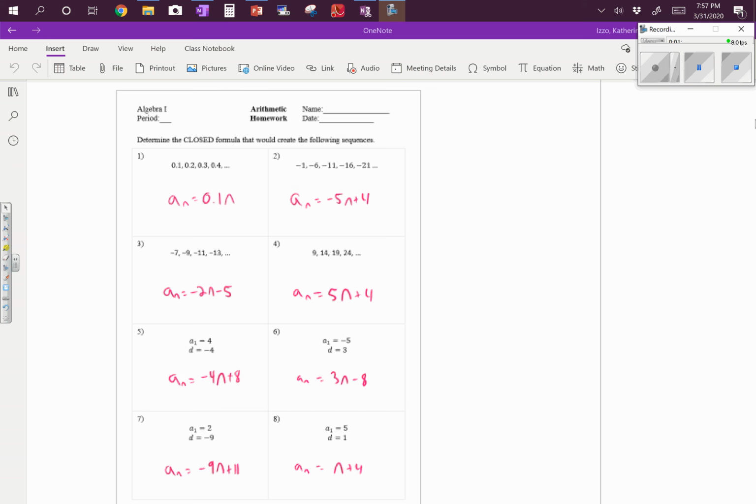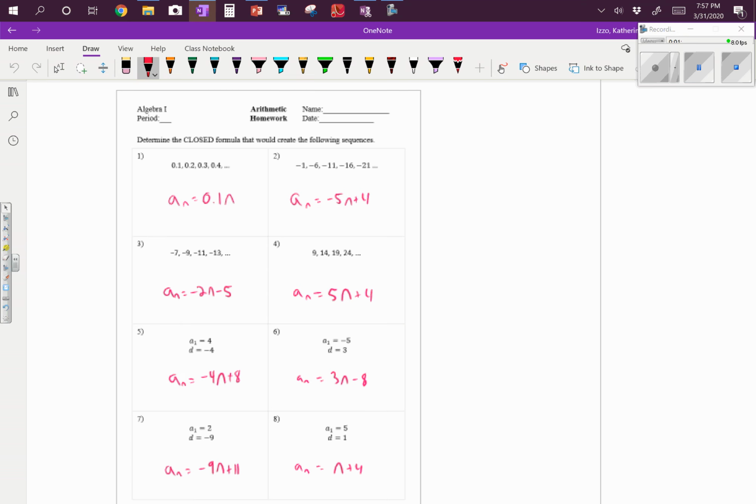So this happens whenever we are adding. What we had to do is use the equation a_n equals a_1 plus (n minus 1) times d. You had to fill in all of that information. So in the first one, it would be a_n equals 0.1 plus (n minus 1), and the d every time is going up 0.1. You would distribute the 0.1, and in the end, this is the answer that you would get for that.